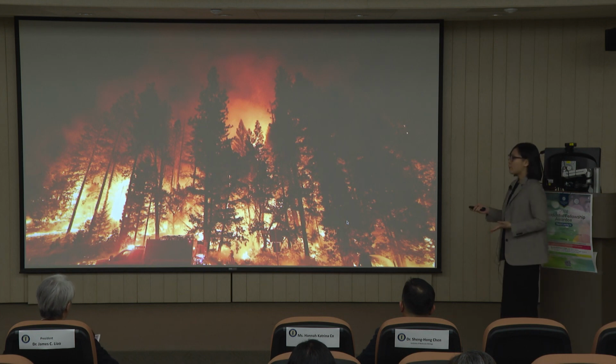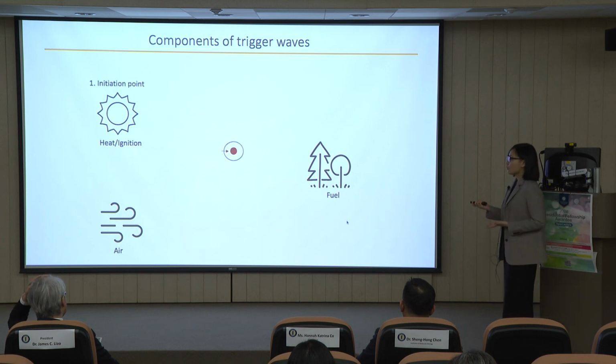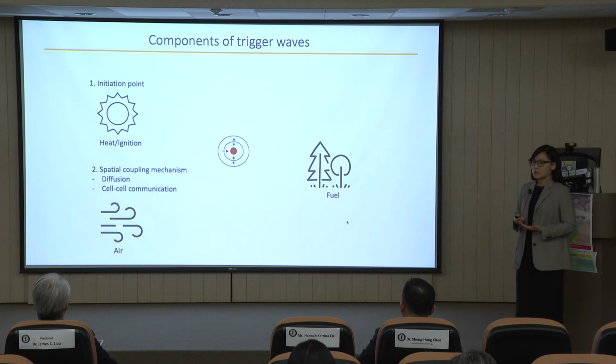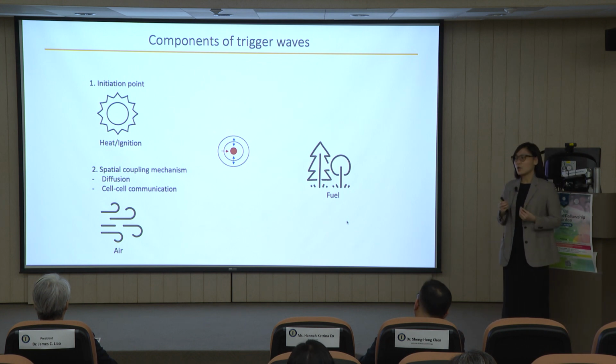So just like wildfires, trigger waves are composed of these three components: an initiation point, a spatial coupling mechanism, or a mechanism by which a signal could be transmitted from one cell to the other.